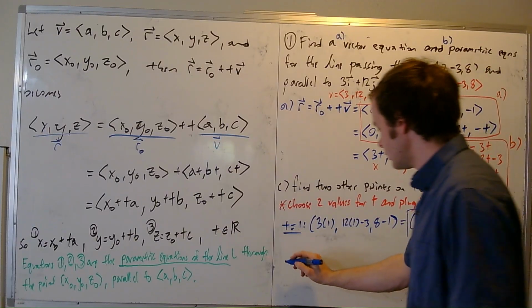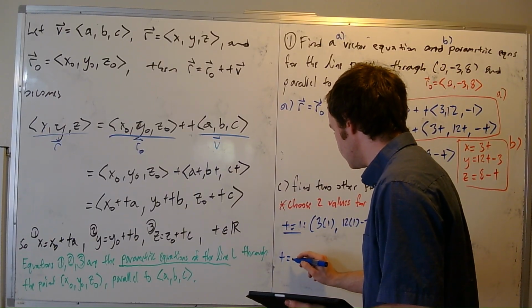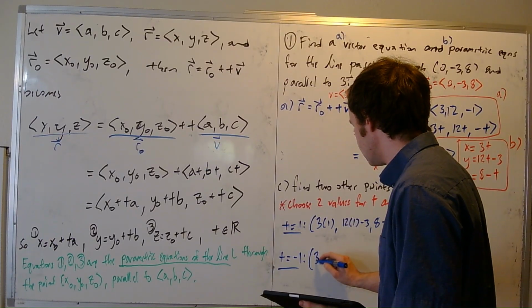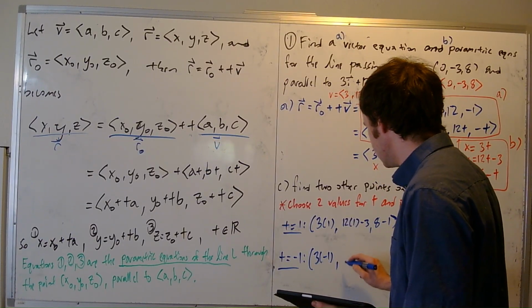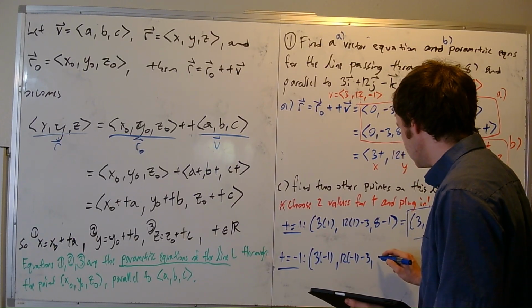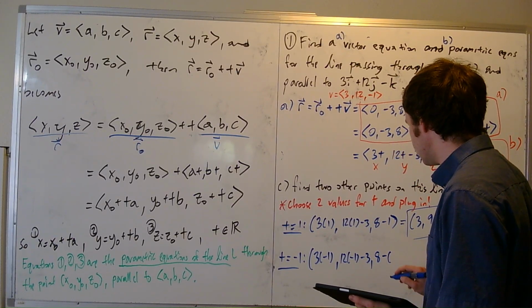And let's just pick another value of t. It doesn't matter what we pick. I'm just going to pick -1. So if we plug in -1, we're going to have 3 times -1, 12 times -1 minus 3, and 8 minus -1.